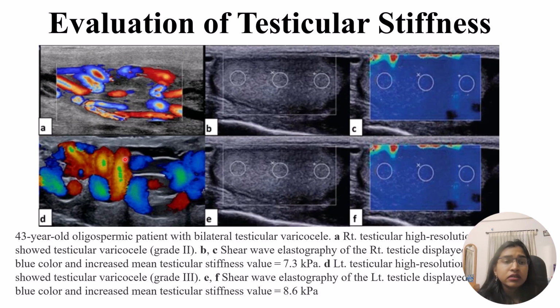Then in a 43-year-old oligospermic patient with bilateral testicular varicocele, you can see that the uniform pattern is gone. That uniform pattern is not there, because it is destroyed, and the testicular stiffness value has increased to 7.3 kilopascal and 8.6 kilopascal in the right and the left testicle respectively.